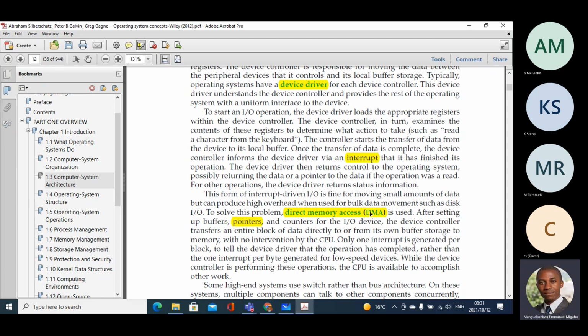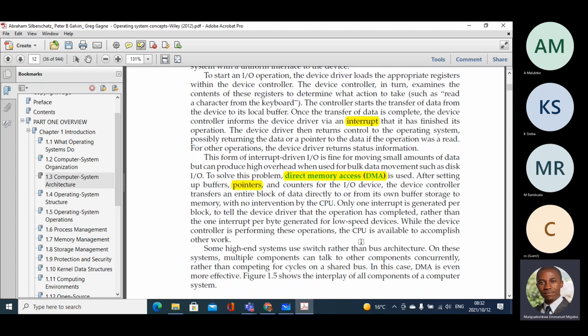While the device controller is performing these operations, data transfer, control, and signaling, the CPU is available to accomplish other work. So that's the performance improvement aspect of DMA: the CPU is not involved anymore in the transfer of data from the input device or to the output device, because there's a direct memory access path dedicated for that. So the CPU could handle other tasks in the meantime, and that improves the number of tasks handled per time, which means it improves the performance of the operating system at the end of the day.